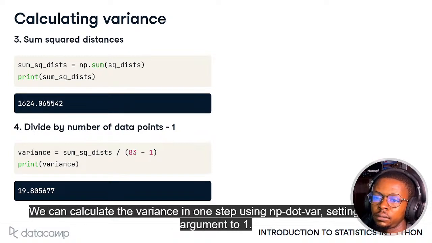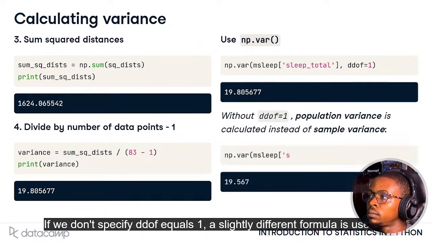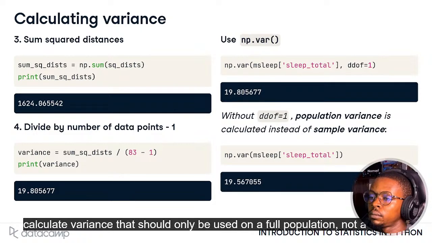We can calculate the variance in one step using np.var, setting the ddof argument to 1. If we don't specify ddof equals 1, a slightly different formula is used to calculate variance that should only be used on a full population, not a sample.